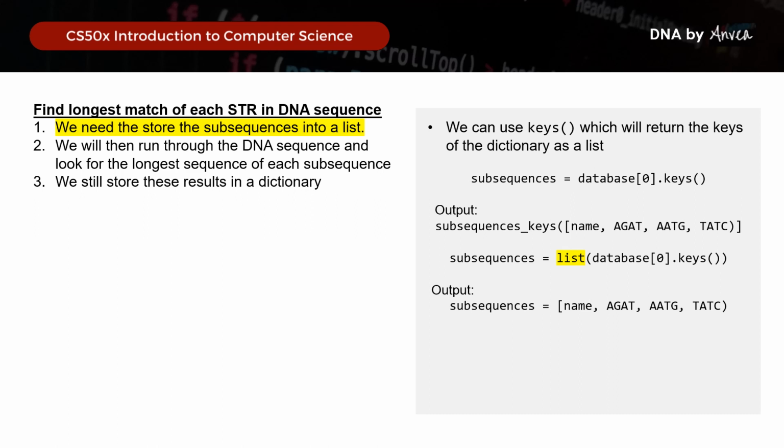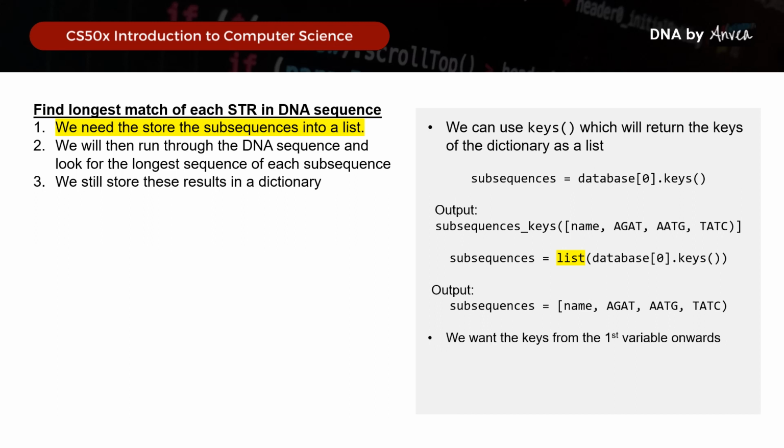You can see now we've managed to extract the headers of the database file that we have. So now we have name, AGAT, AATG, and TATC. We're almost there, but remember, we do not want the word name to be within the list of subsequences. So we actually want the keys from the first variable onwards.